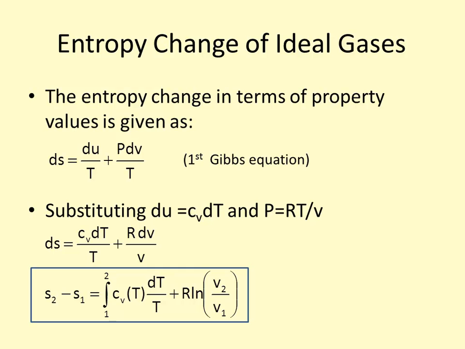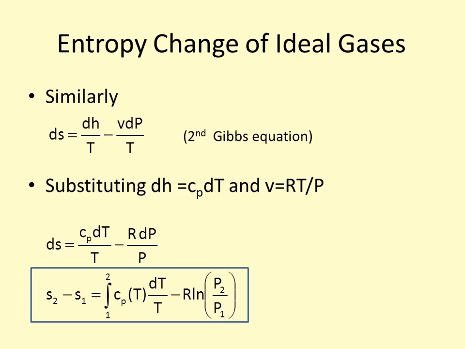So if we integrate this with respect to dV, then we get this out of the equation. Okay, so this is an additional equation we have in terms of ideal gas. We can also take the second Gibbs equation and do some similar magic. This time we're solving for V in terms of P. We can substitute that into the equation there, and we get, again, this integral of C sub P dT over T, and then minus R natural log of P2 over P1.